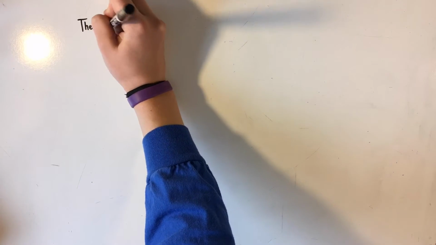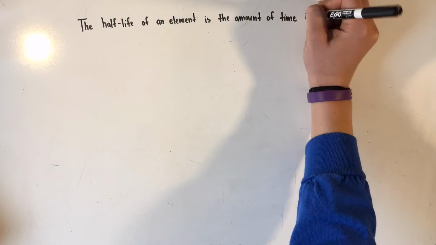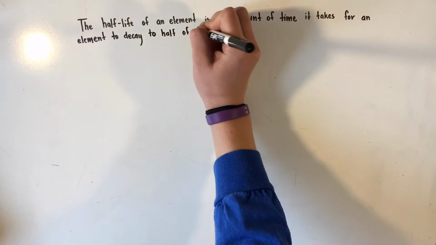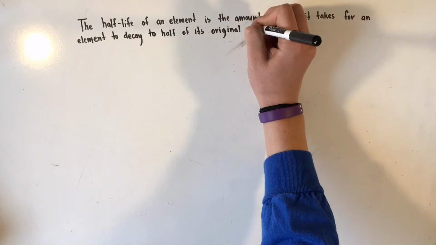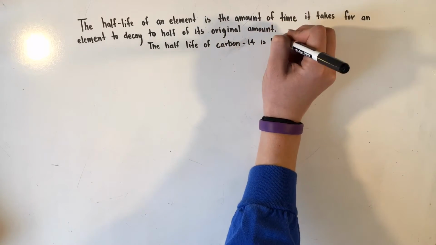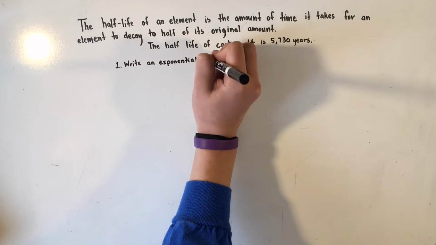Let's take a look at another type of problem that uses an exponential function and logarithms to solve. The half-life of an element is defined as the time it takes for an element to decay to half of its original amount. The half-life of carbon-14, for example, is 5,730 years.